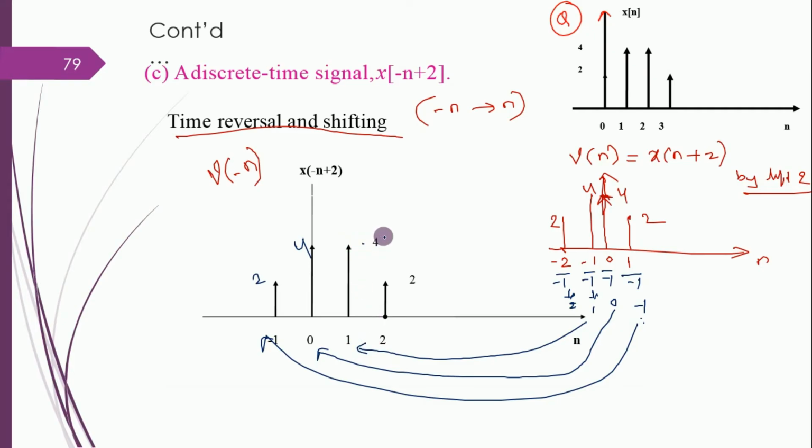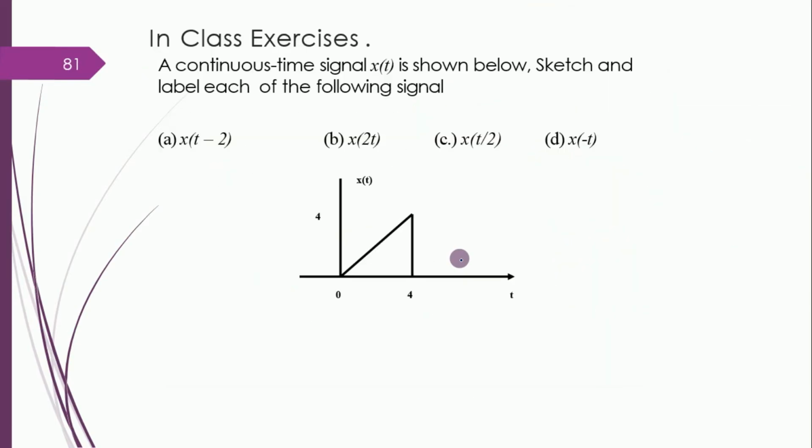At 0, you have amplitude 4. Write it. At 1, you have amplitude 4. At 2, you have amplitude 2. So, this is how you need to write, draw, complete the problem. Very simple. Not at all a difficult one.